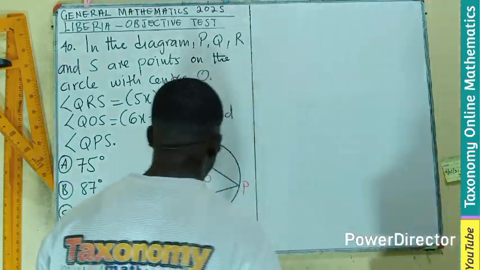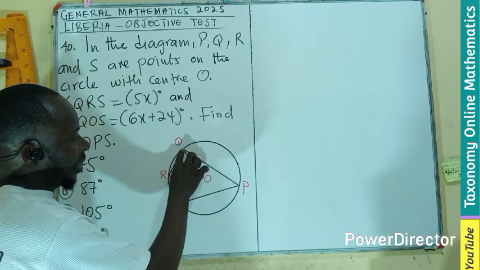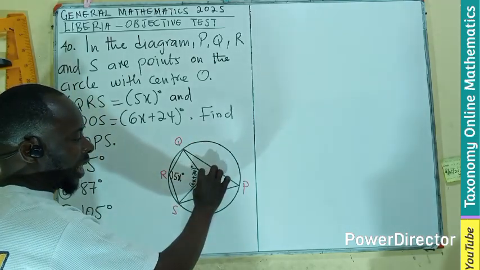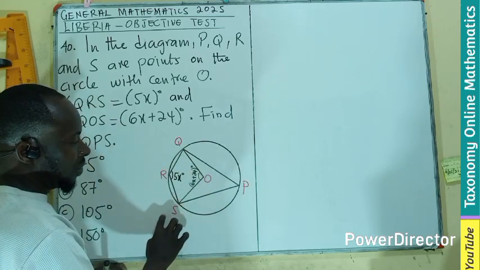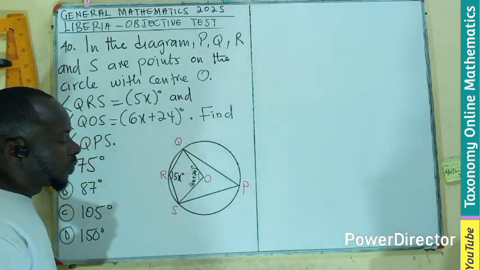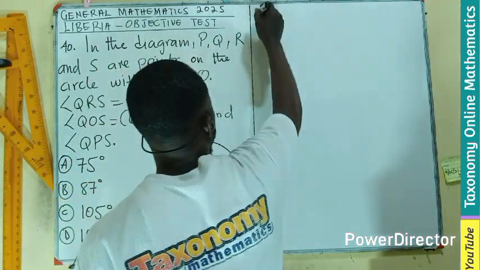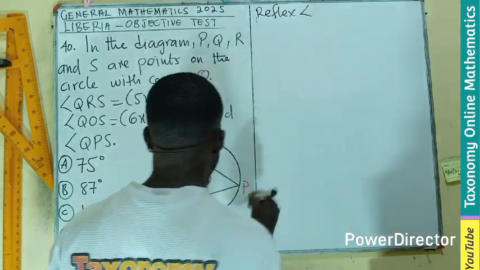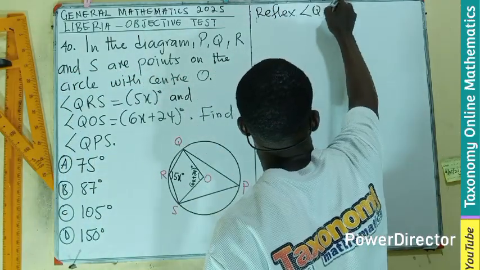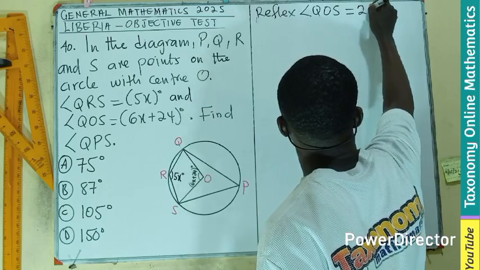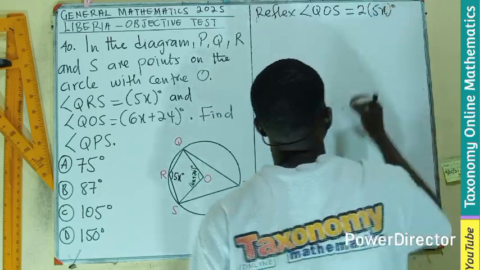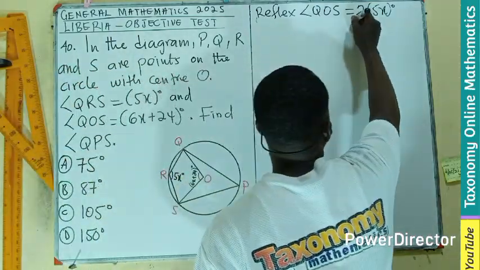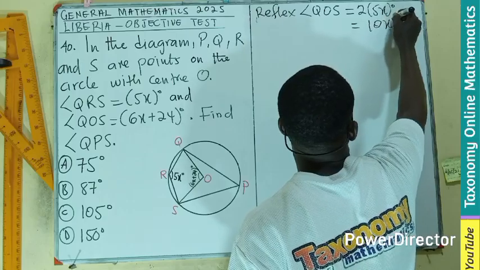Now I am going to focus on the angle at the center subtended by the arc QS. It makes an angle at the center here. The same QRS makes the angle 5x we are seeing there. So first thing first, the reflex angle that we are having at the center, which is QOS, will be equal to 2 times the 5x degrees. Angle at the center is twice the one at the circumference. So that will give you a total of 10x degrees.